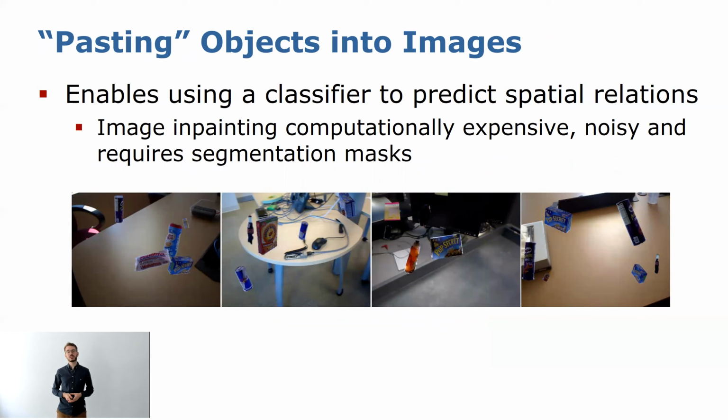Well, what if we would simply paste the objects into the image? Pasting objects would enable us to use the aforementioned classifier to know what relation the object would form if we chose a given placing location. However, naively pasting object masks in images or inpainting is computationally expensive, noisy, and requires segmentation masks. Moreover, it creates subtle pixel artifacts that lead to noticeably different features and to the training erroneously focusing on these discrepancies.